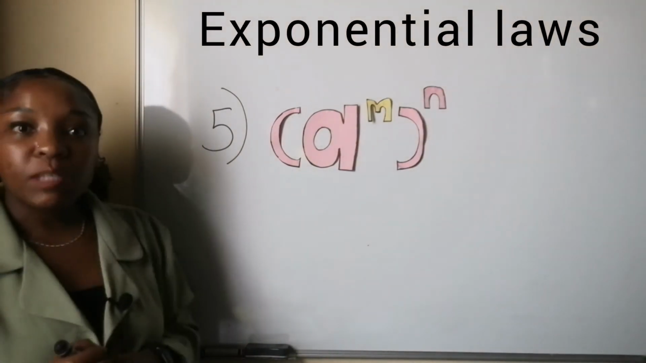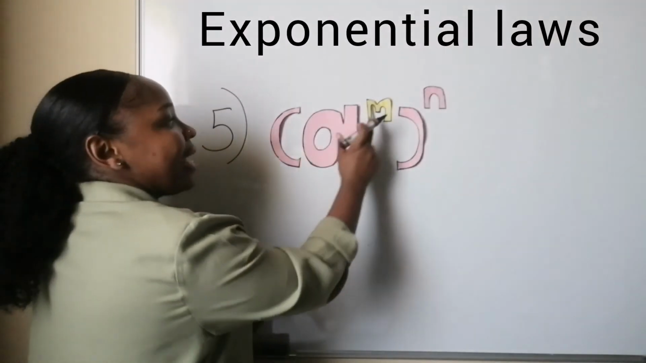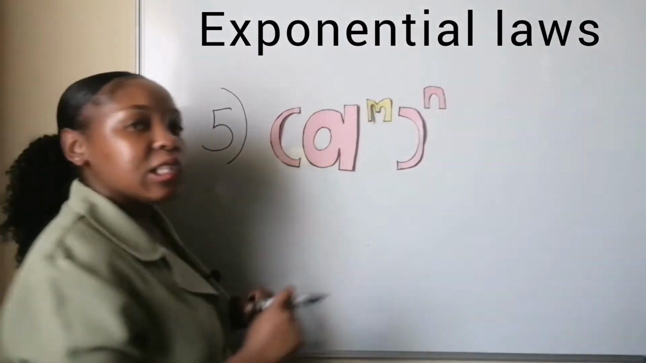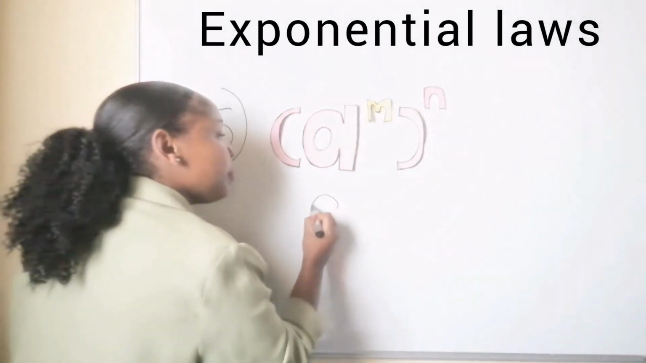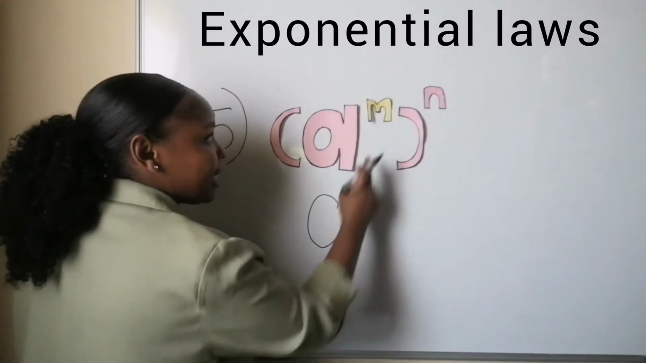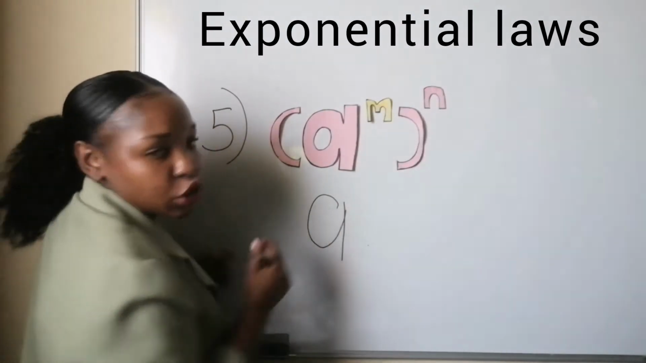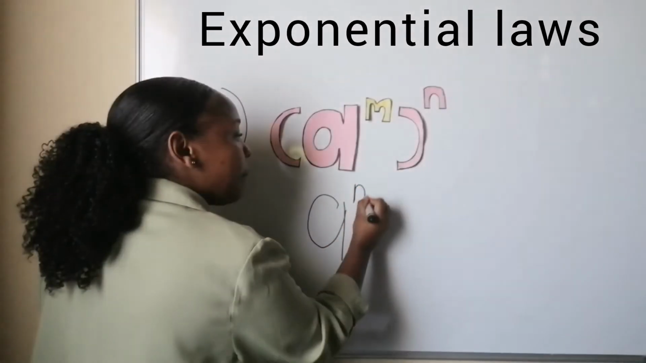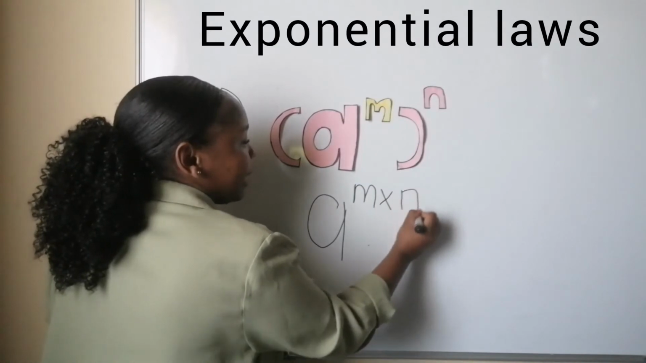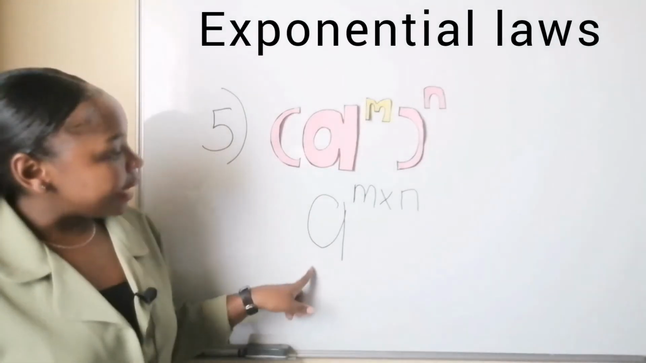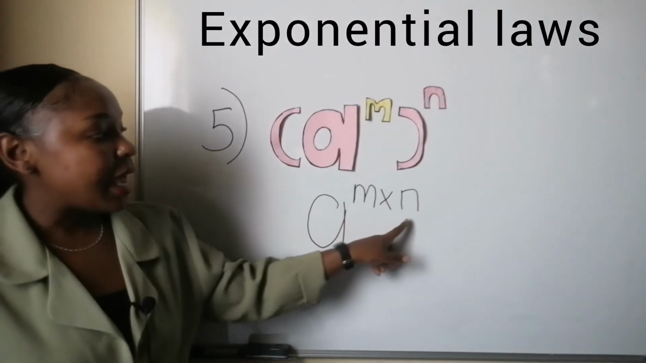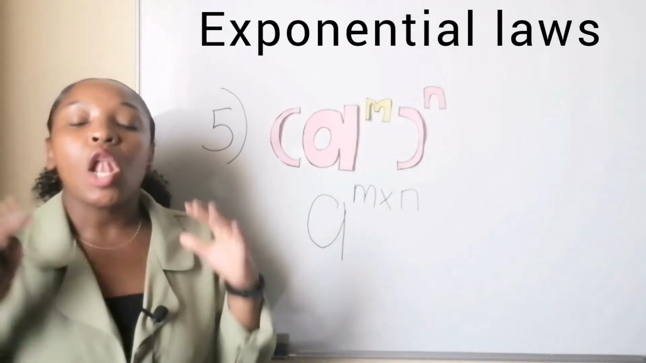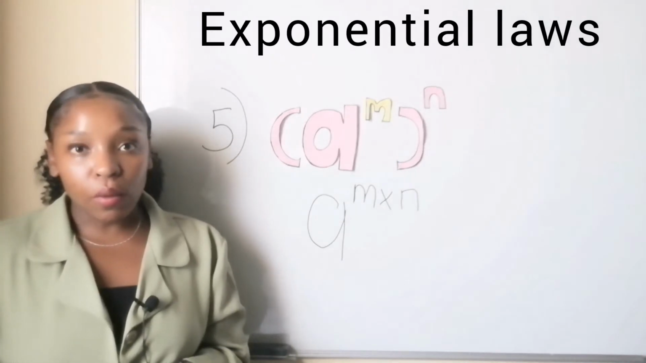This fifth exponential law says that if you've got a to the power of m all raised to another exponent n, this basically means that you can multiply these two exponents together. So you're going to have m multiplied by n, a to the power of m times n. Okay, and let us look at this last exponential law.